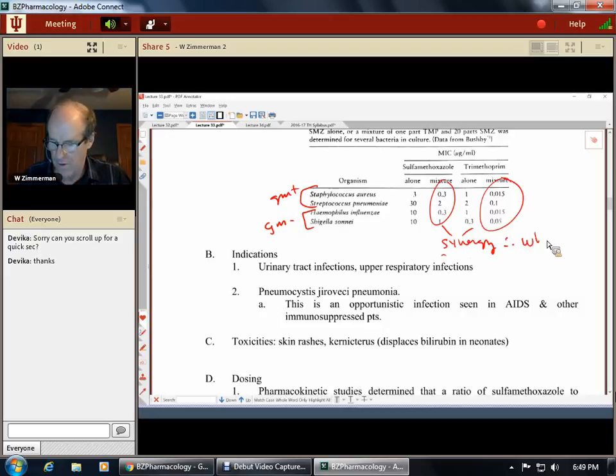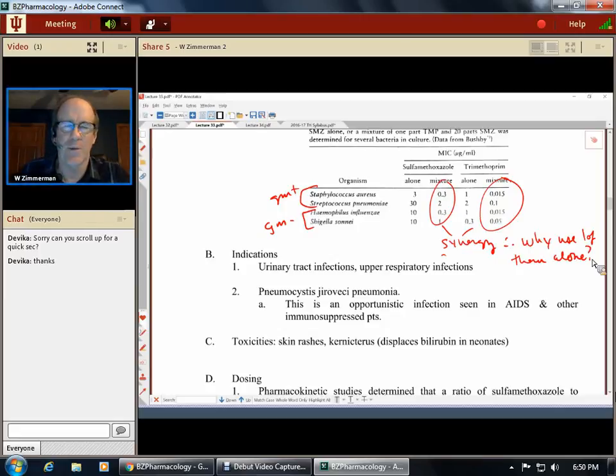Therefore, why use one of them alone? Somebody might have an allergy to trimethoprim. There could be something like that. I'm just going to say, I just don't see them used apart anymore. 15 years ago, I did for some eye infections, but I'm not seeing that anymore.